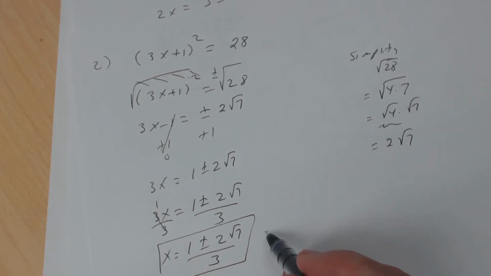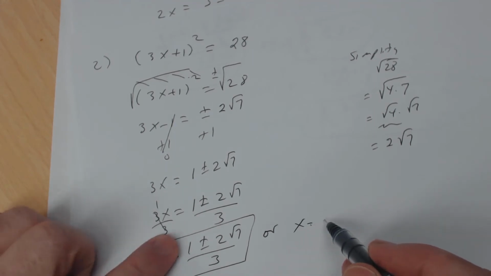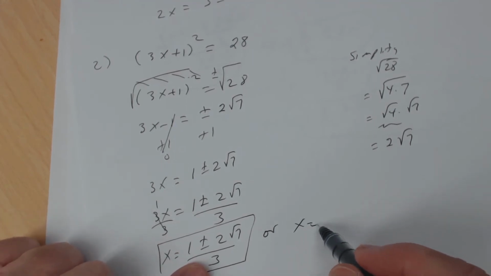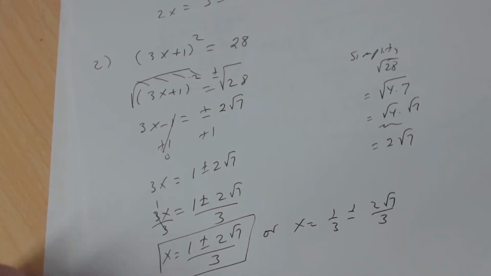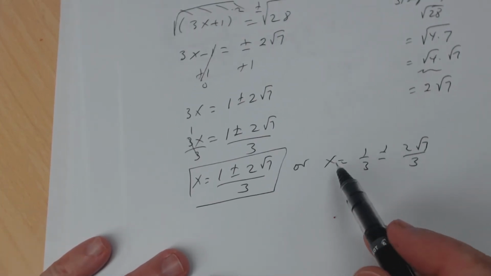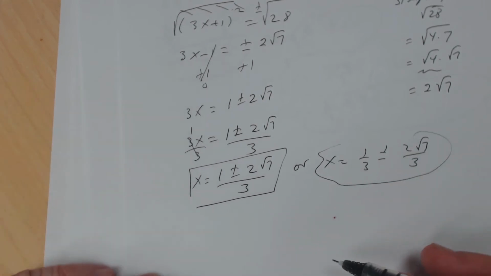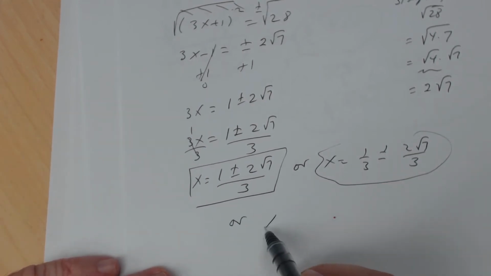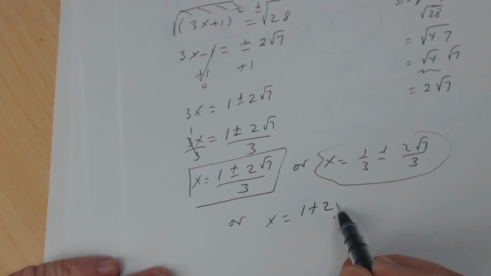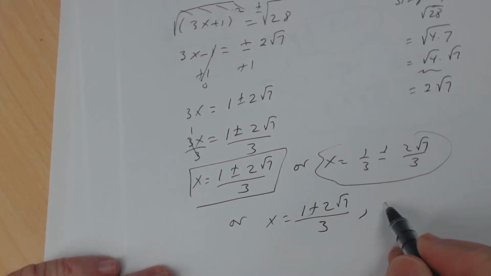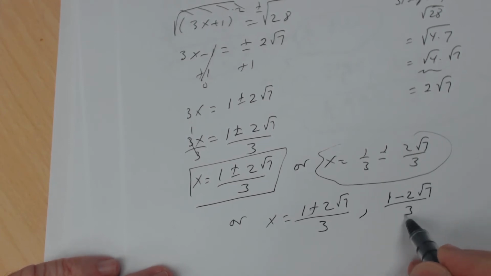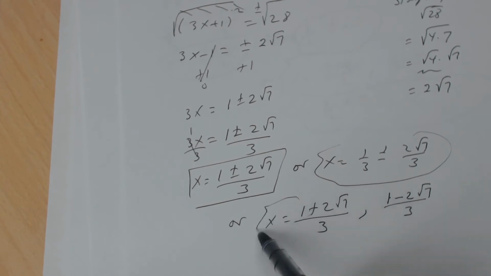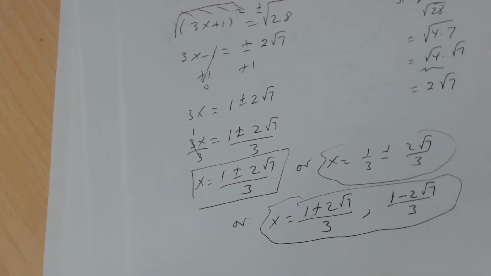It's up to you. So you can say x equals 1/3, 1 divided by 3 plus or minus 2 square root of 7 divided by 3. Or you can write them as two separate solutions. So you can say x equals 1 plus 2 square root of 7 over 3, and the other one would be 1 minus 2 square root of 7 over 3. So all different ways of writing the solution.